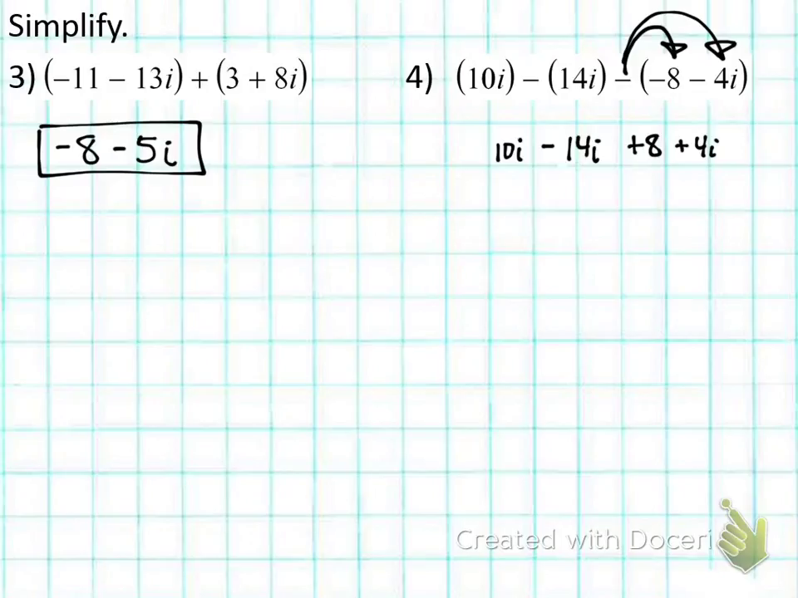Start with your constants first. What constants are up here? Just 8. Positive or negative 8? Positive 8. So you just bring that down first. 8. Okay? Are there any other constants? No. Now we combine all of the imaginary numbers. What's 10i minus 14i plus 4i? Okay? Let's see what your answers are. Ready, set, go.